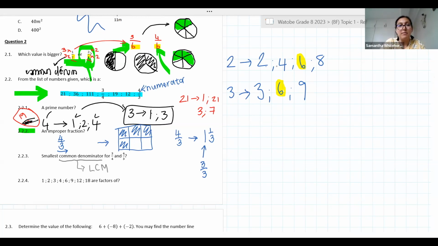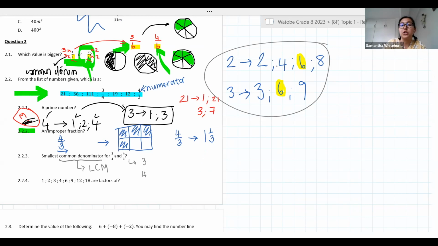Now, if you remember this beautiful thing that's going on here, those are multiples of 2 and 3. And so if we take the denominators that we're working with, 3 and 4, and we start listing the multiples here, we can see which is the lowest common one. Remember, multiples are basically your times table. So the multiples of 3 are 3, 6, 9, 12, and so on. And then your multiples of 4 are 4, 8, 12, 16, and so it keeps going.